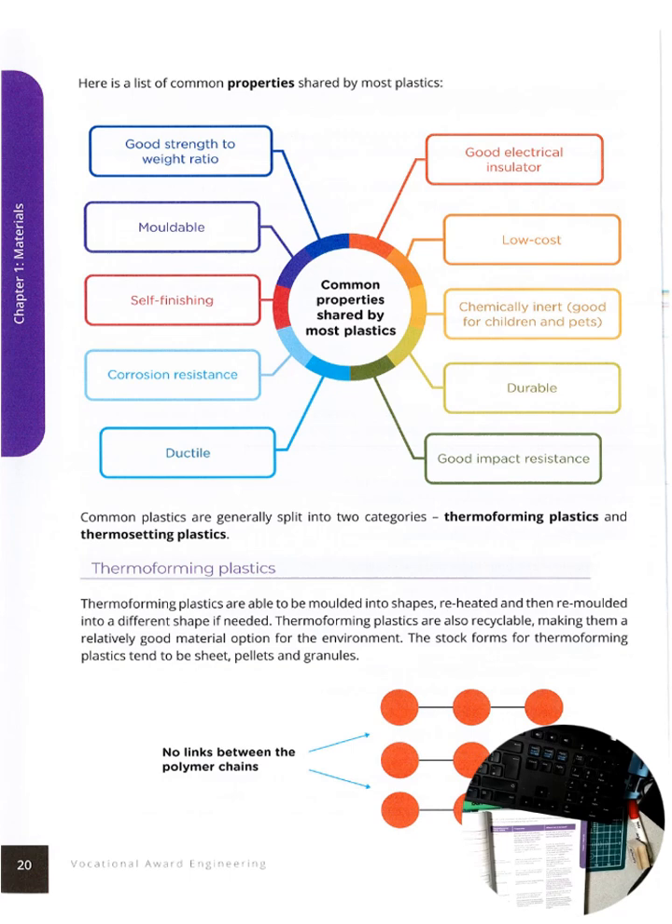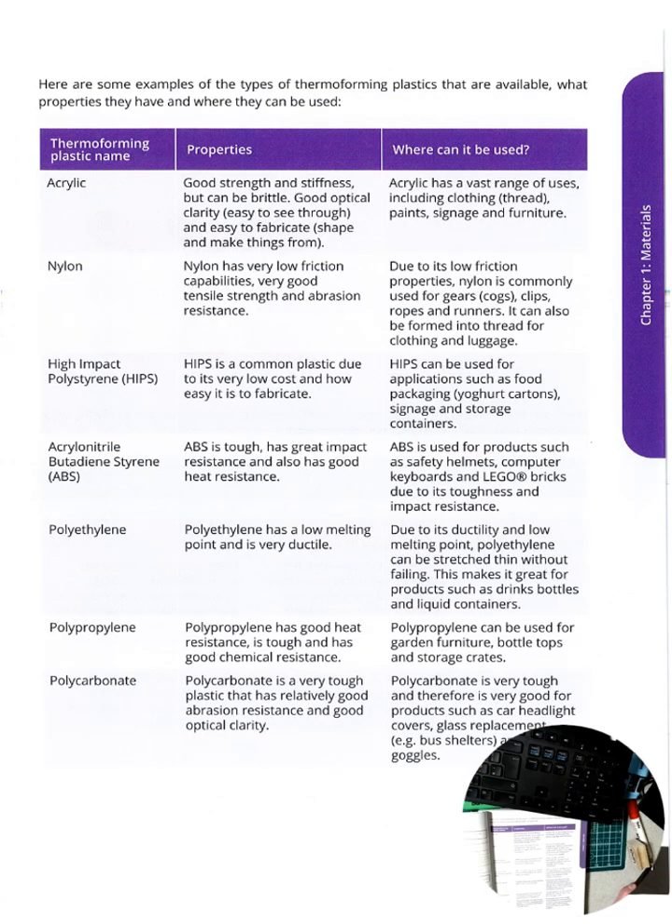Underneath here, we can see the polymer chains within thermoforming plastics, and you can see that there are no links between the chains. Here are some examples of the types of thermoforming plastics that are available, what properties they have, and where they can be used.